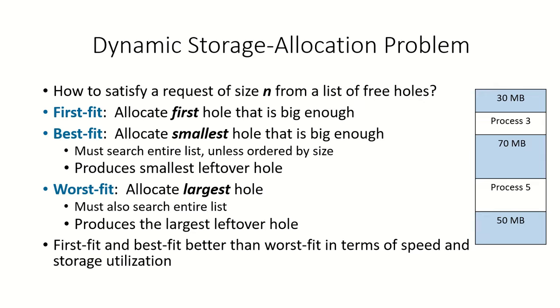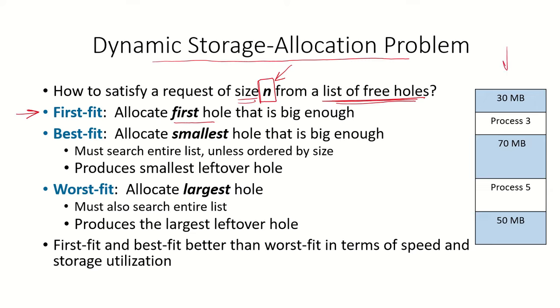So let's talk about the dynamic storage allocation problem using variable partition sizes. If there is a list of free holes and there is a request from a process which requires n size of memory, then how do we take care of this allocation? What are the algorithms that can be followed to allocate n size from a list of free holes? One of the algorithms is the first fit algorithm. That means allocate the first hole that is big enough.